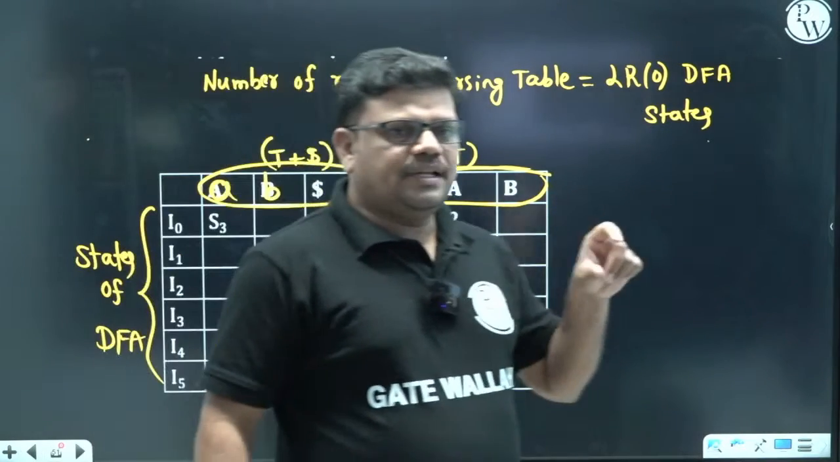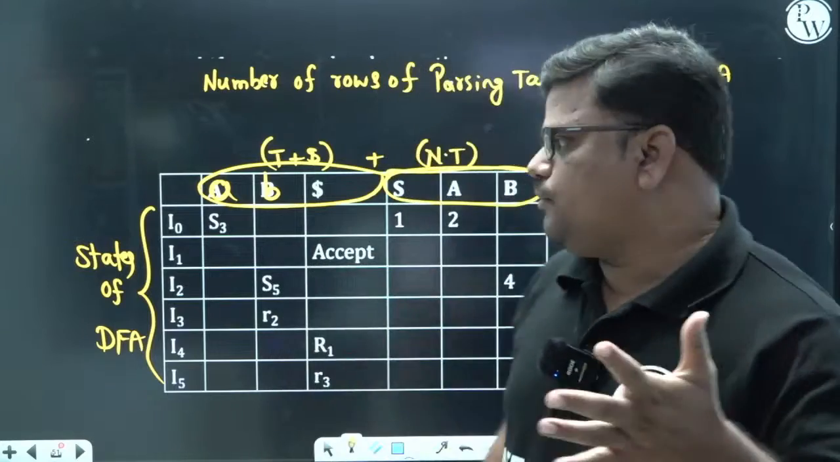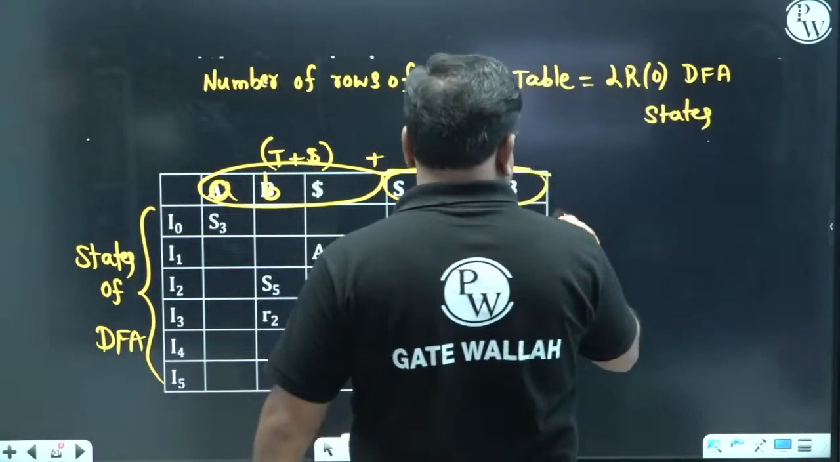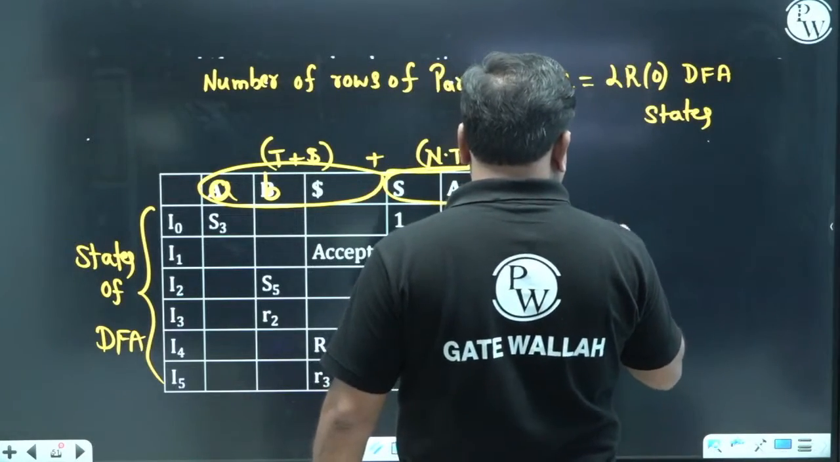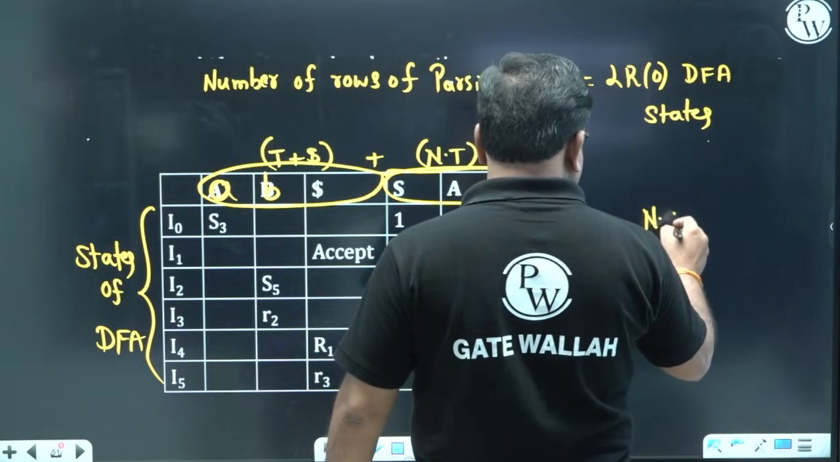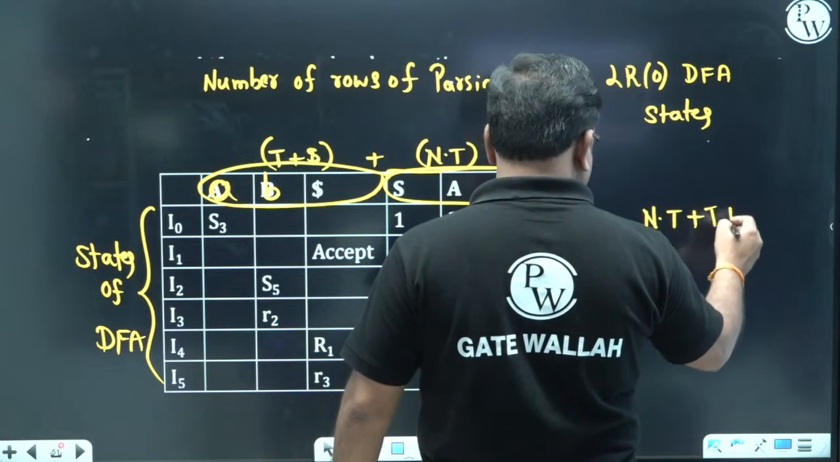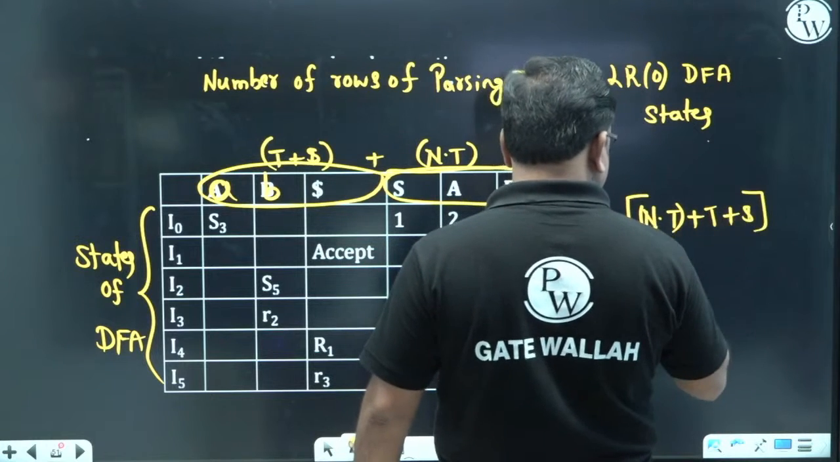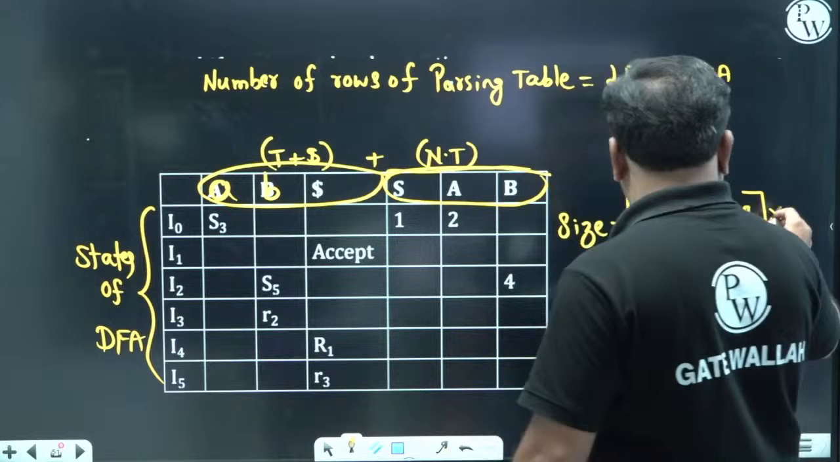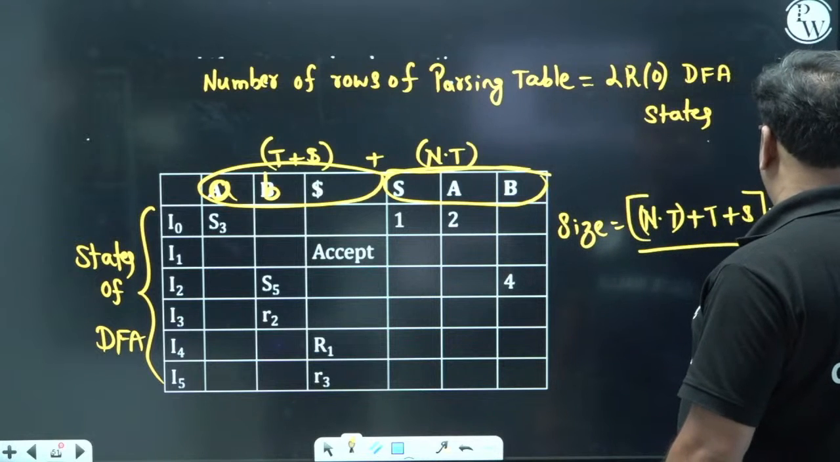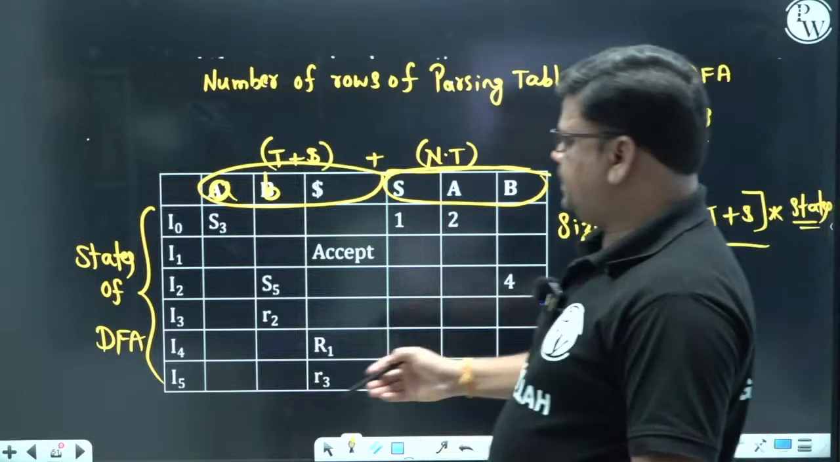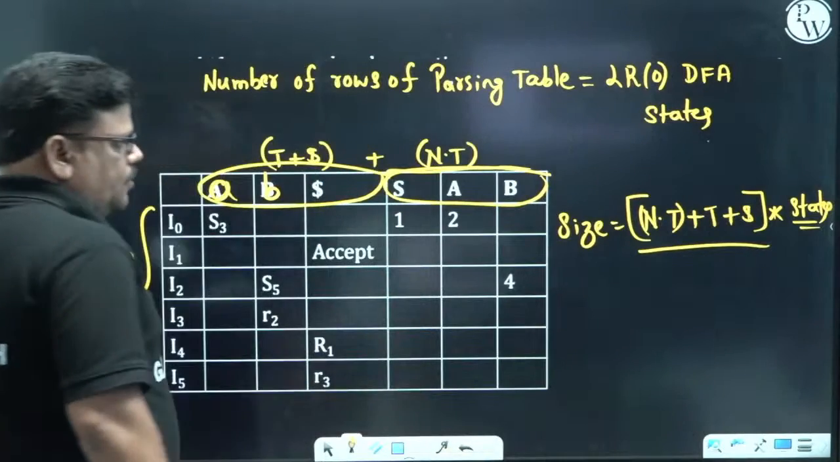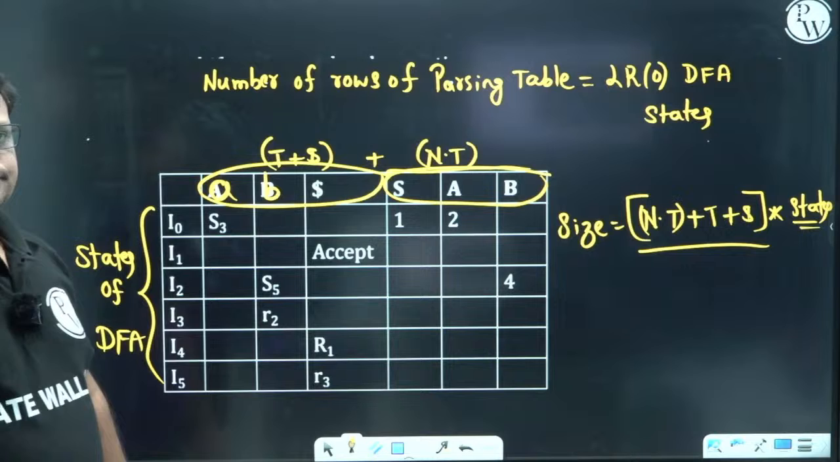So non-terminals plus terminals plus dollar. If you want the size of the table, it is nothing but non-terminals plus terminals plus dollar multiplied with states. Number of states multiplied with non-terminals plus terminals plus dollar.